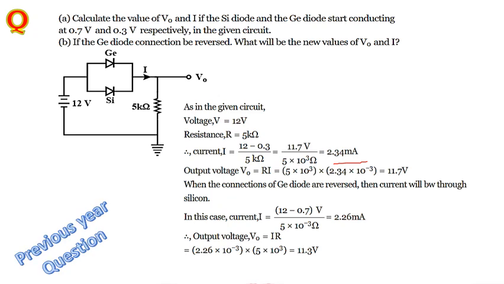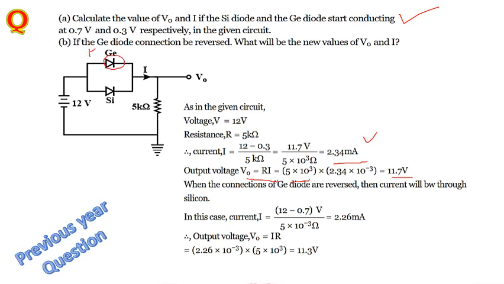And next one, output voltage. For this one, V is equal to R into I. The R value is there, and the I value we found from this one. From here, you get the output V naught here as 11.7. So this is for the first case.